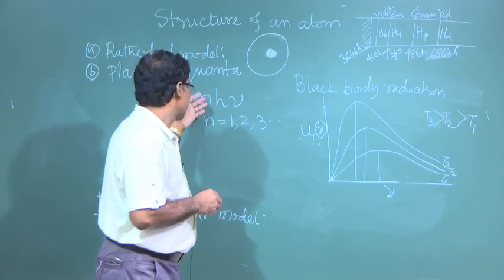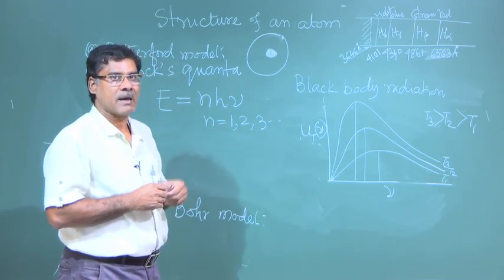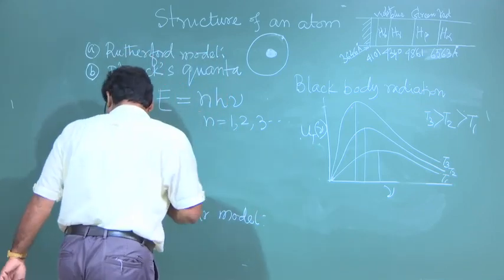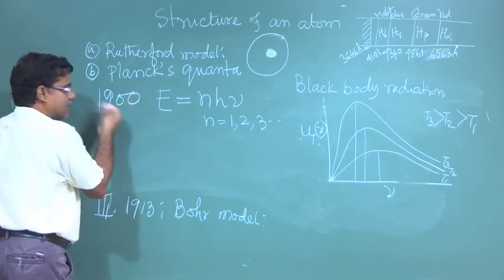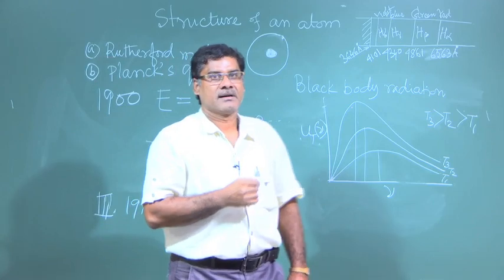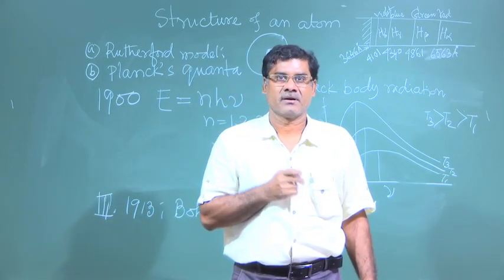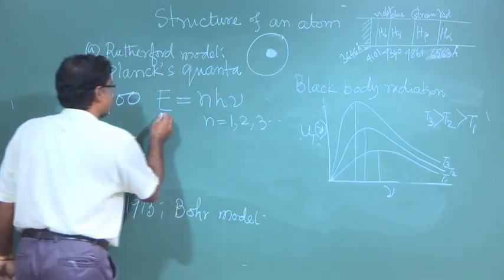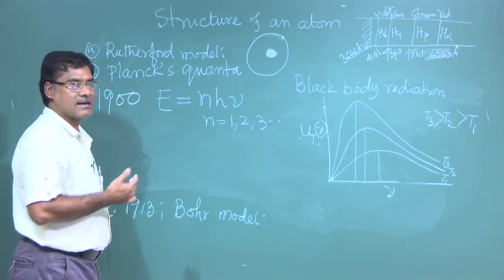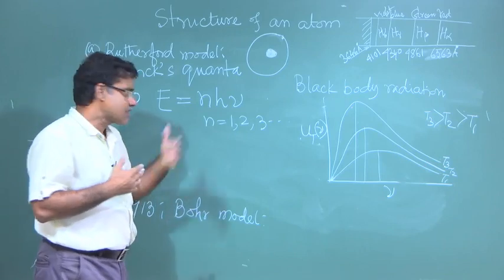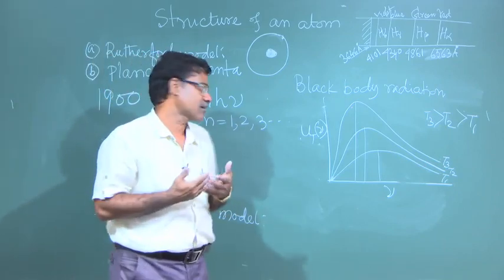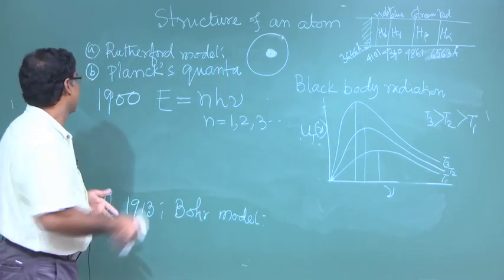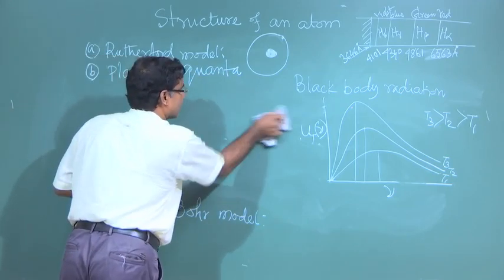So he introduced, for the first time, a concept against the classical concept. So that's the birth. That's why 1900, or 1901, is taken as the birth year of quantum mechanics. Okay, the quantum concept: energy is not continuous, energy is quantized. This concept of quanta, discreteness, was taken by Bohr. So that's Planck's quantization of energy or any physical parameter.